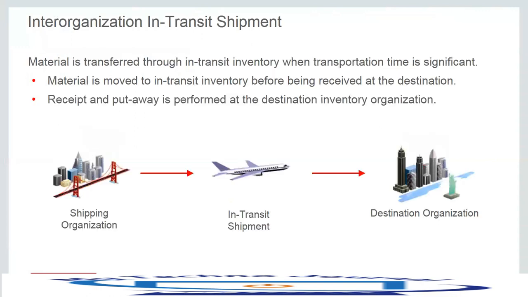If it is an inter-organization in-transit shipment, the quantity would go down in the source organization, but the quantity would not show up in the destination organization because the material is in transit. So you would have to change the organization and take a receipt in the destination organization.